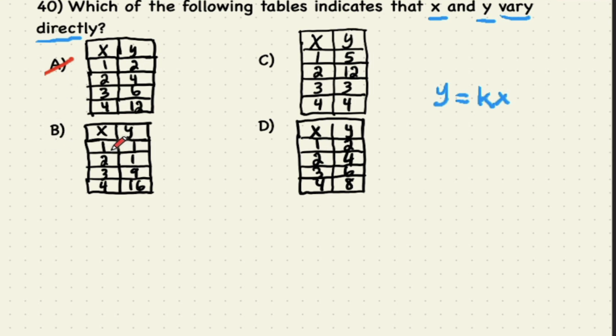Let's go to B. We know that 1 times 1 is 1. 2 times 1 is not 1, it is 2. So this is incorrect. And then we have answer choice C. 1 times what number gives us 5? That's 5. And then 2 times 5 is not 12, so that's incorrect. What about answer choice D? 1 times 2 is 2. 2 times 2 is 4. 3 times 2 is 6. And 4 times 2 is 8. So answer choice D is the correct answer. Let's move on to number 41.